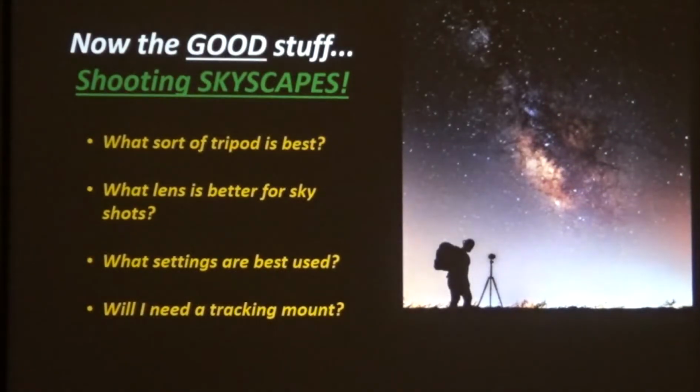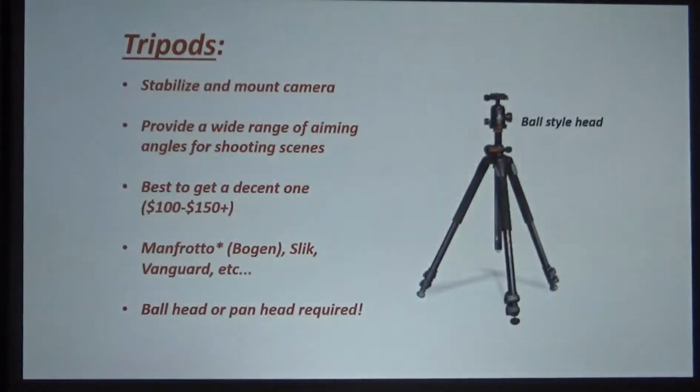So now we'll just get to the good stuff, and then I'll wrap it up for today. These are some typical questions that a lot of people ask, like what sort of tripod's best, what lens is better for sky shooting, and there's a whole range of things that crop up when you want to go do nighttime photography. Now, the first and probably the most important thing is to get a decent tripod, and I would hazard a guess that 90% of the tripods that people have with their cameras are borderline adequate or maybe even inadequate for doing general sky photography.